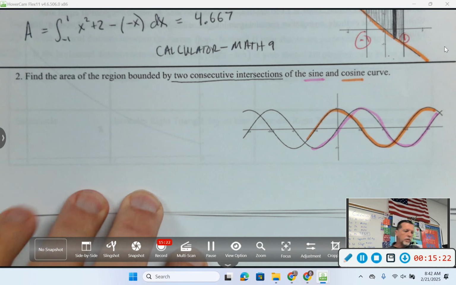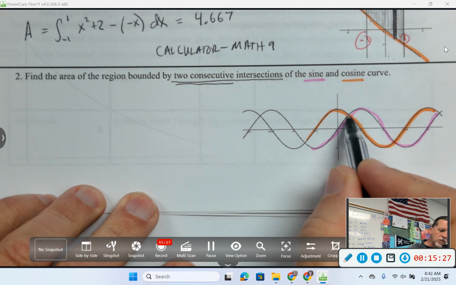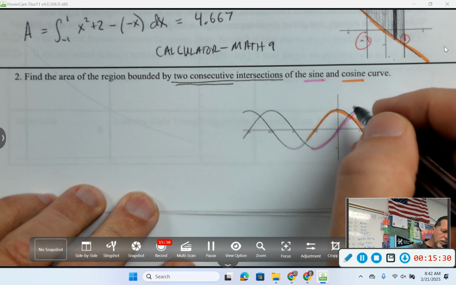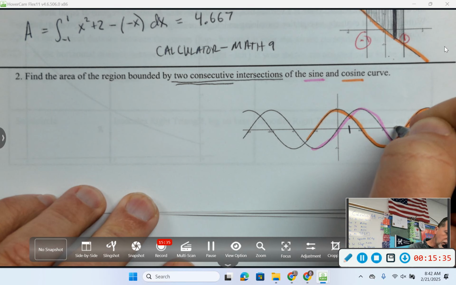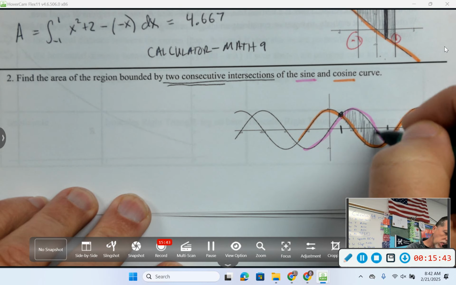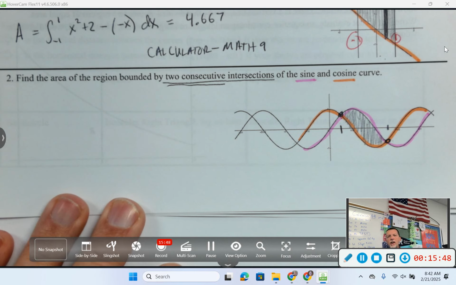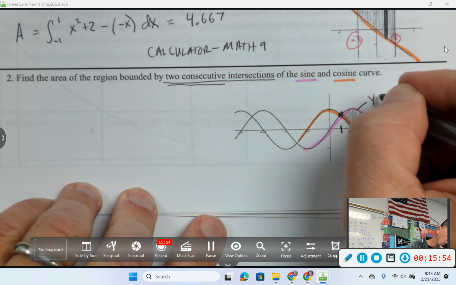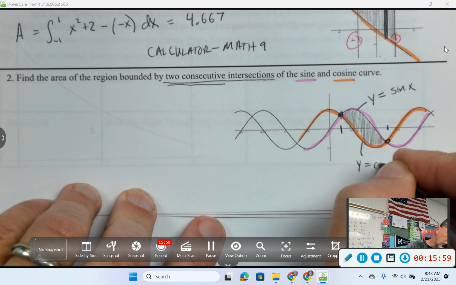And kind of a weirdly worded question, 2 consecutive intersections. So I guess it doesn't matter which 2 intersections we use as long as they're next to each other. But I would say there's no use using negative ones. Let's use these. So those 2 intersections, there's our area. Maybe we should label these functions even. So that pink one was sine of x, and the orange one was cosine of x.